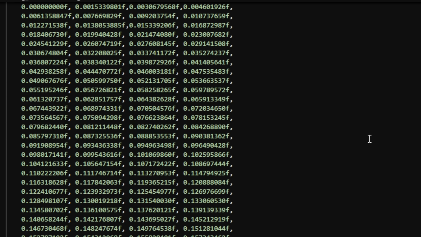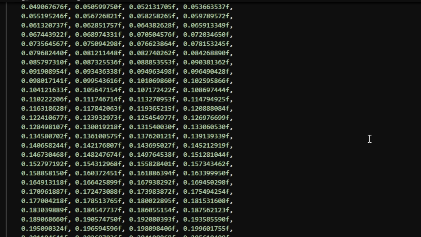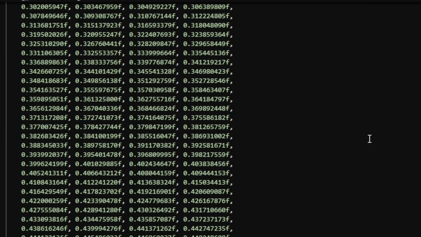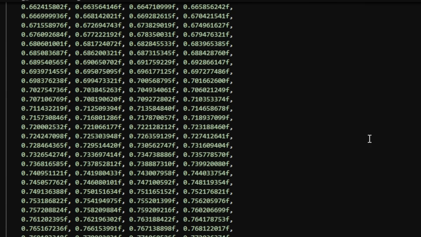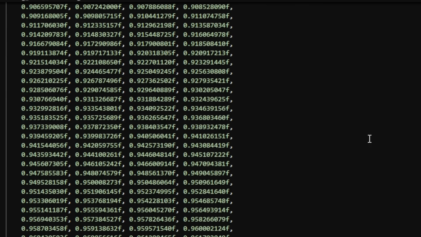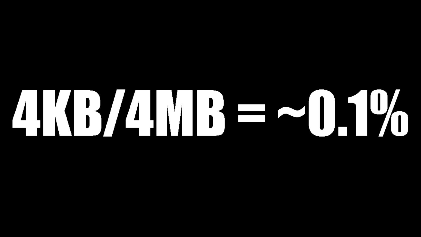However, this method comes with a cost. To use this table, you need to store 4096 different sine values. This isn't that much luckily, since this only takes 4 kilobytes of memory, or about 0.1% of the N64's total memory without the expansion pack.